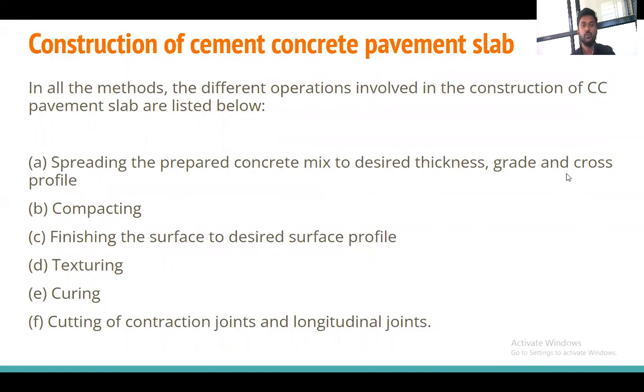Then the construction of the cement concrete pavement slab. What are the construction methods? It is listed here: spreading the prepared concrete mix to the desired thickness, grade and cross profile, compacting, finishing, texturing, curing, and cutting. Okay, so this is the common procedure. After applying the separation layer, we have to spread the concrete. We have to maintain uniform thickness, compact it, and then finish the surface.